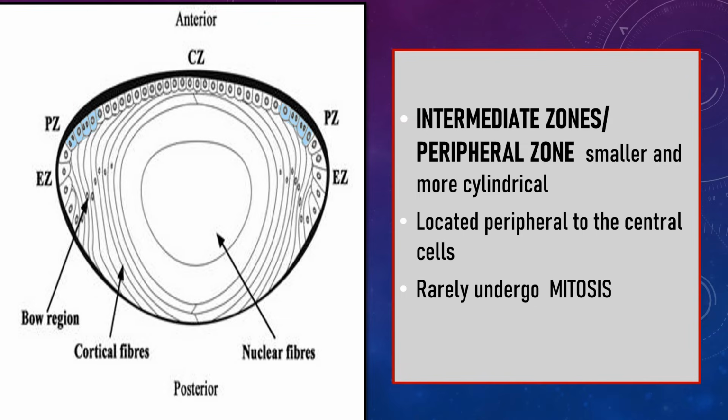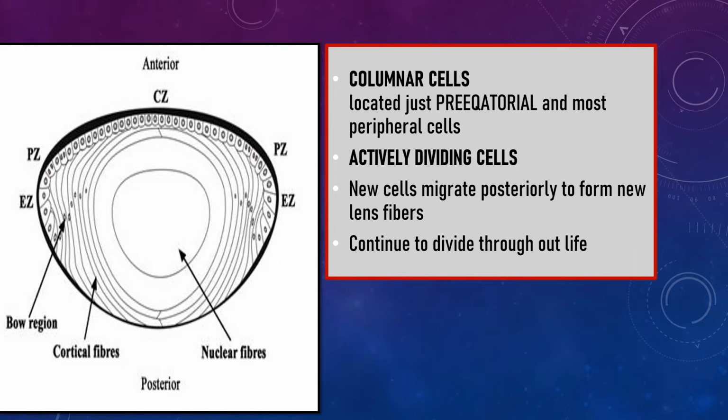Okay. Next, coming to the intermediate zone or the peripheral zone. The intermediate zone cells are much smaller, however they are more cylindrical. They are located peripheral to the central zone and they rarely undergo any mitosis. Finally, we have the cells which are located at the equator, which are also called the germinative zone. Some say they're located at the equator, some say they're located just anterior to the equator, which is called the pre-equatorial zone. But what is important here is that they can undergo active division. Okay, so they undergo mitosis.